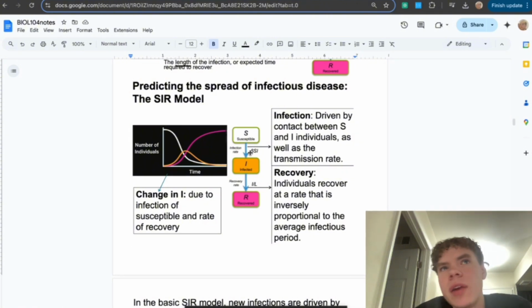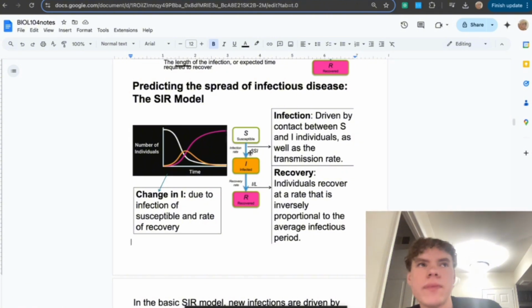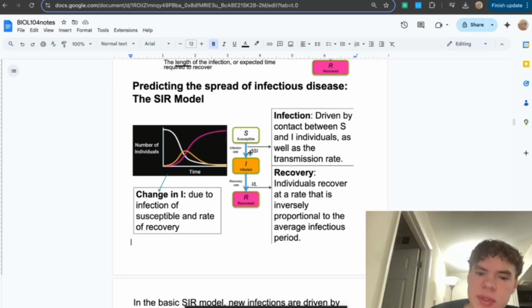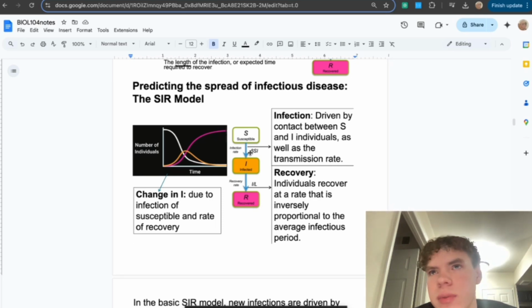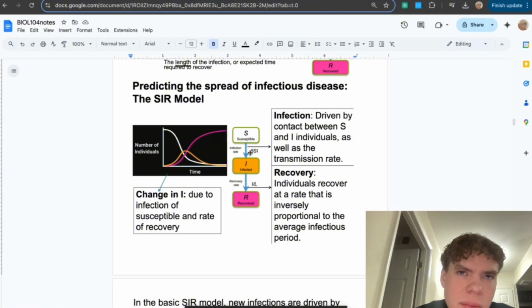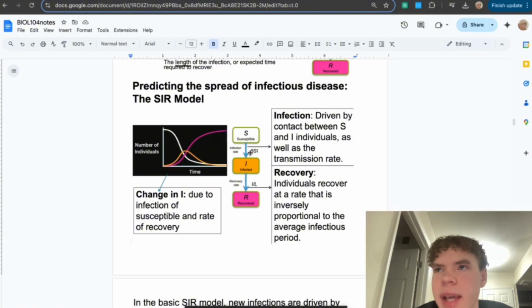I guess this is a good model to help us estimate how transmission rates and recovery rates can affect each other if we were trying to calculate how long a pandemic would last, possibly.